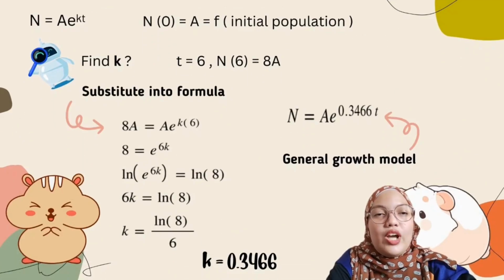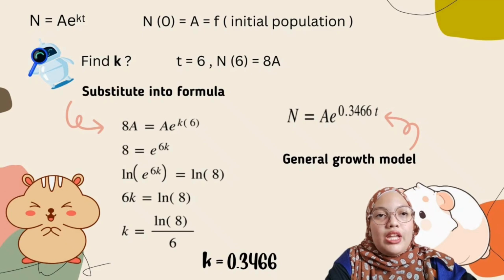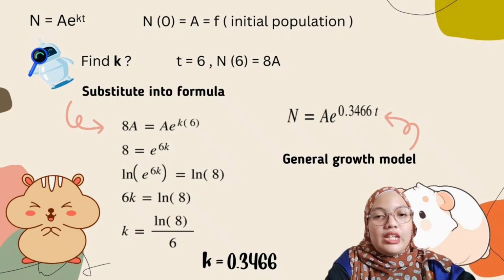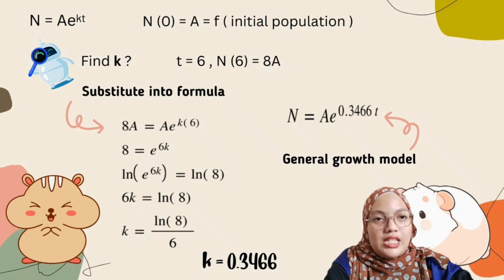Let's move on to answering the question. The formula is N equals A e to the power of kt. Based on the question, F represents the initial population of the hamsters. So the equation would be N(0) equals A. Firstly, we need to find k. Based on the question, in 6 months the population of hamsters increases 8-fold. So t would be equal to 6 and the equation will be N(6) equals 8A.